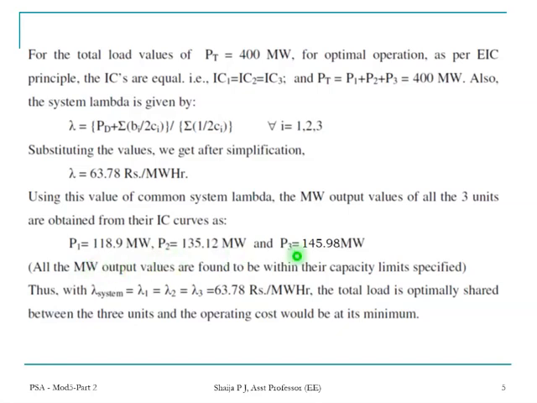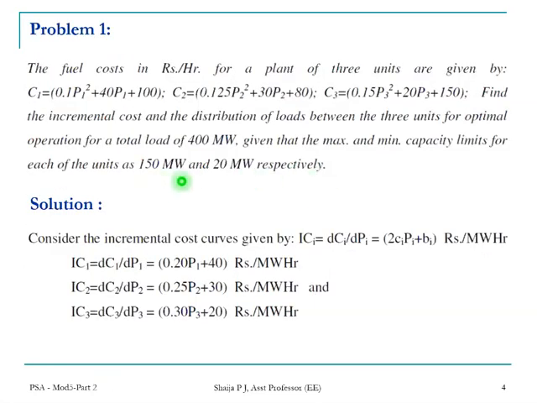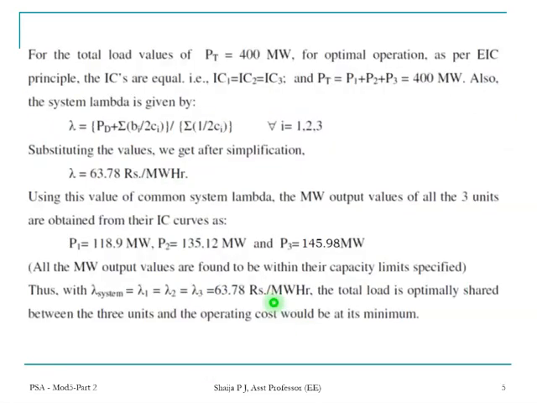Now what we have to do? We have to check for the min-max condition. We should check for the minimum and maximum values. Minimum and maximum values of all the units were given as 150 and 20, meaning a minimum of 20 and a maximum of 150. You have to check whether all the values are between that. You can see that all those values are within the minimum and maximum limits.